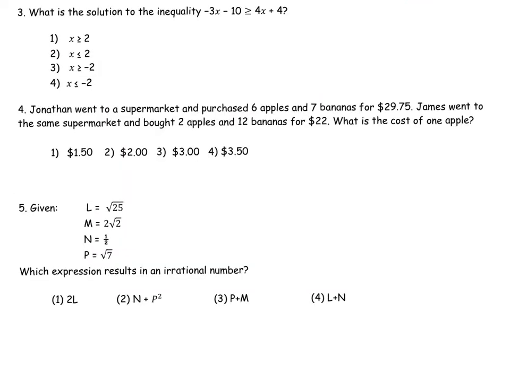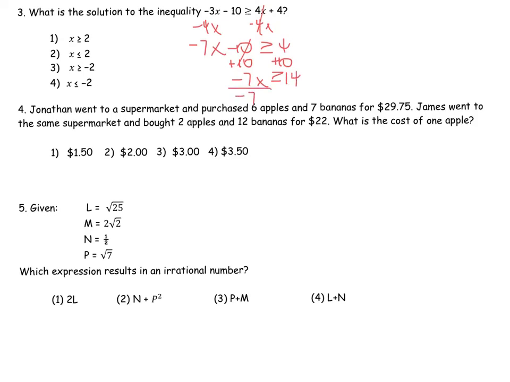What is the solution to the inequality? All right, so I'm solving for x. So I'm going to subtract 4 to the other side. So I have -7x minus 10 is greater than or equal to 4. Add 10. -7x is greater than or equal to 14.